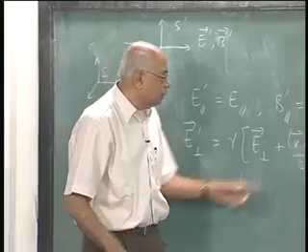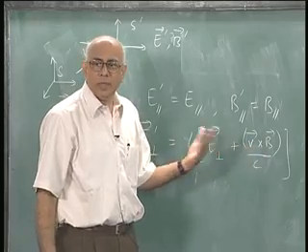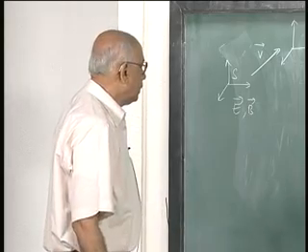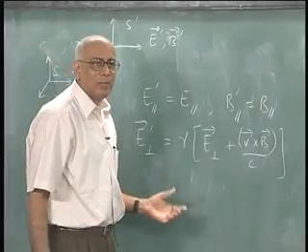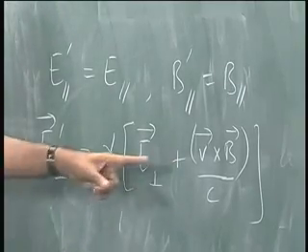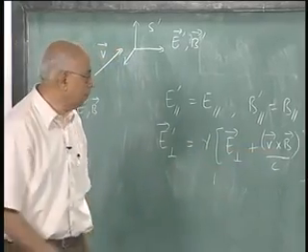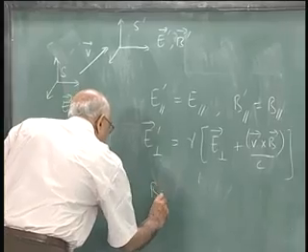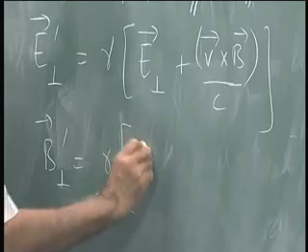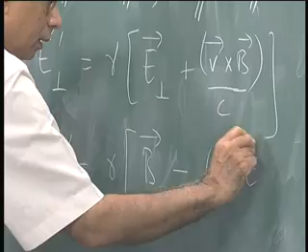I need not write B perpendicular here because v cross B parallel is 0 anyway, so I might as well just write it as B. So you see something like the Lorentz force coming out here in this case. It is not an accident, this is exactly how this transforms, and that incidentally is a reason for the Lorentz force, because it is precisely this term that acts. Similarly, B perpendicular prime is gamma times B perpendicular minus v cross E, this time over c.